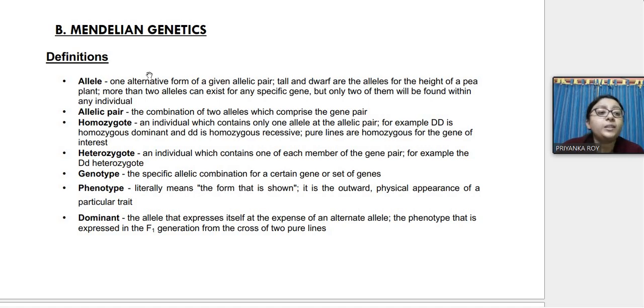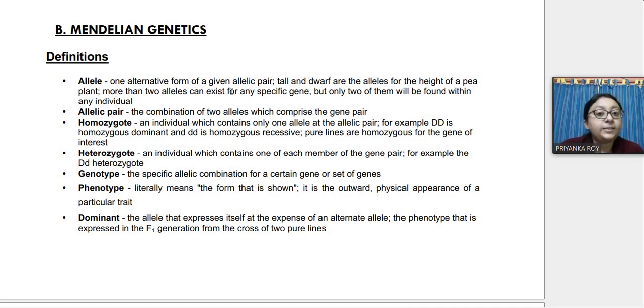So an allele is an alternative form of a given trait or character. Suppose for eye color, the dominant allele is brown and the recessive allele is blue. Whenever the dominant allele, capital A, is present, everyone will express brown color. Only when both alleles are of the recessive type, small a, will we have an expression of blue color. One alternative pair of a given character, tall and dwarf, can be a contrasting pair of characters. Tall can be a dominant allele, and dwarf can be a recessive allele.